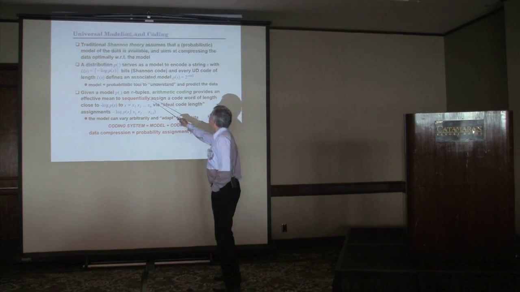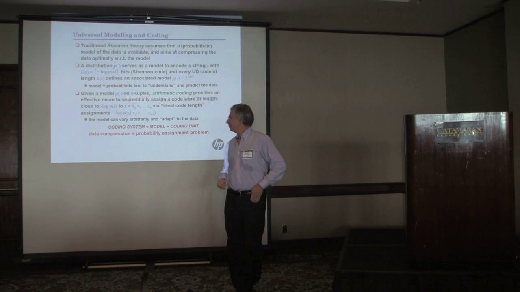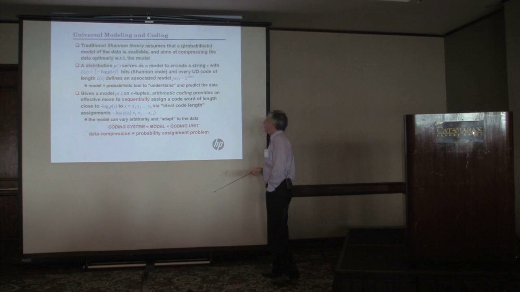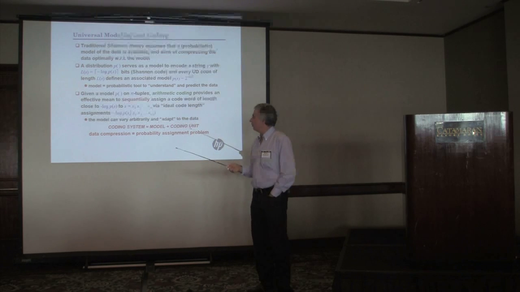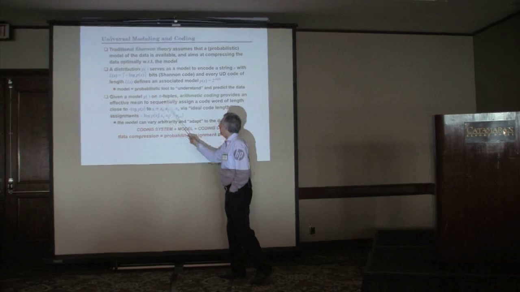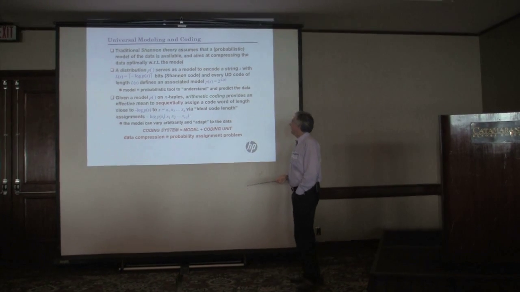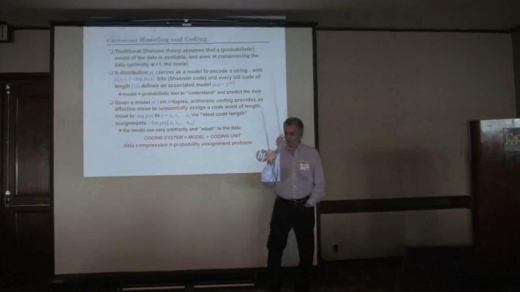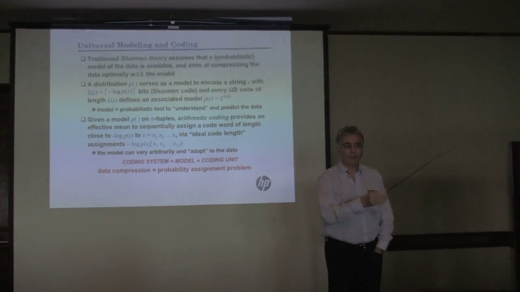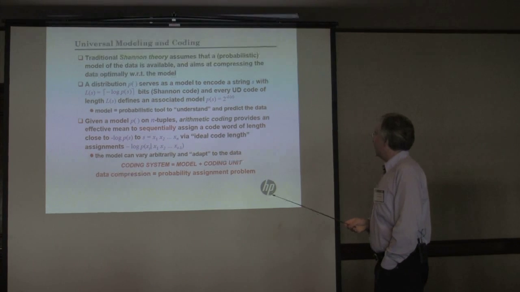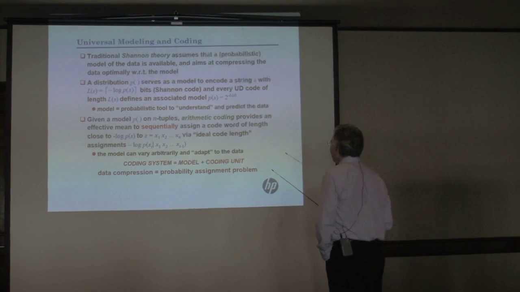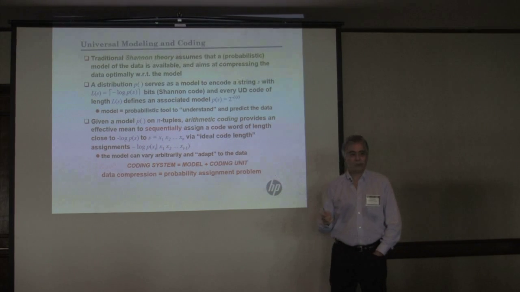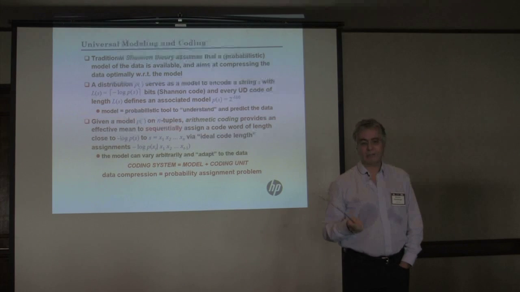Given a model on sequences of length n, we'll call it P. Arithmetic coding provides an effective means to sequentially assign a code word of length close to minus log of P to this sequence via some ideal code length assignments, which are given by the probability that you assign to the current symbol, given all the past symbols. So the importance here of arithmetic coding is that, first of all, the model can vary arbitrarily and adapt to the data. So the model can be anything that can adapt, it doesn't have to be fixed.